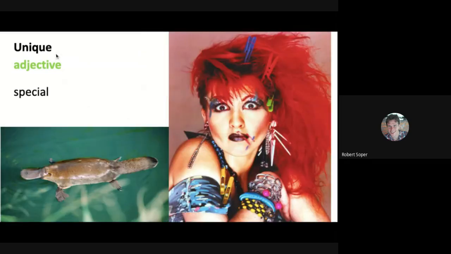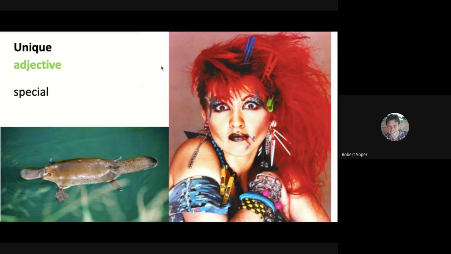Okay, this word is unique, and it's probably the easiest word on the unit. And that's because we have been teaching you unique ever since the beginning of the PYD. Unique means special or one of a kind. It is an adjective. It can be used to describe a situation, a thing, or a person.